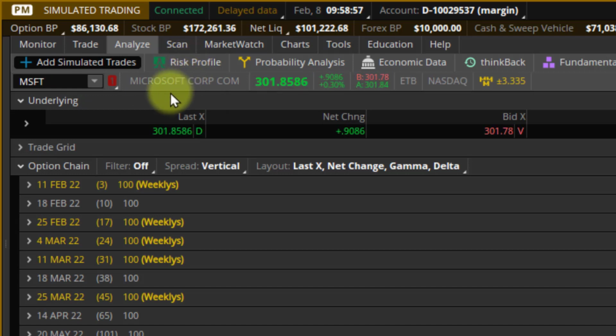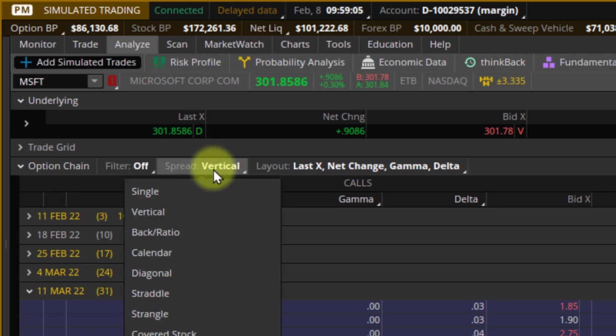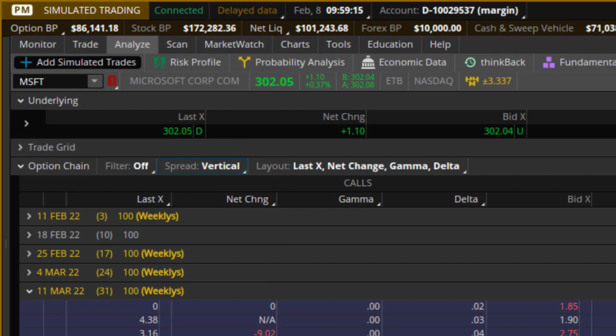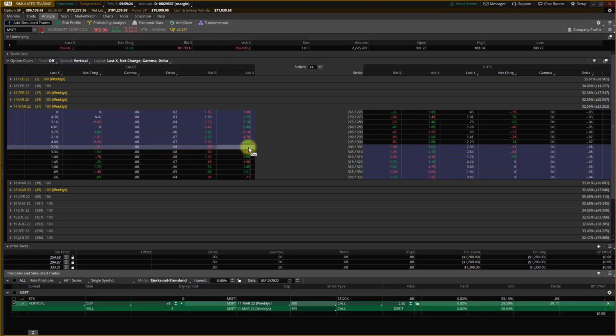I'm going to go down to the strategies. Let's pick maybe this one right here, March 11 with 31 days. And I'm going to select vertical spread from this menu. And that's going to put my platform into a vertical spread format. So it doesn't really matter. Let's pick the 300, 305, trading for about 385, and it's going to bring it down here.